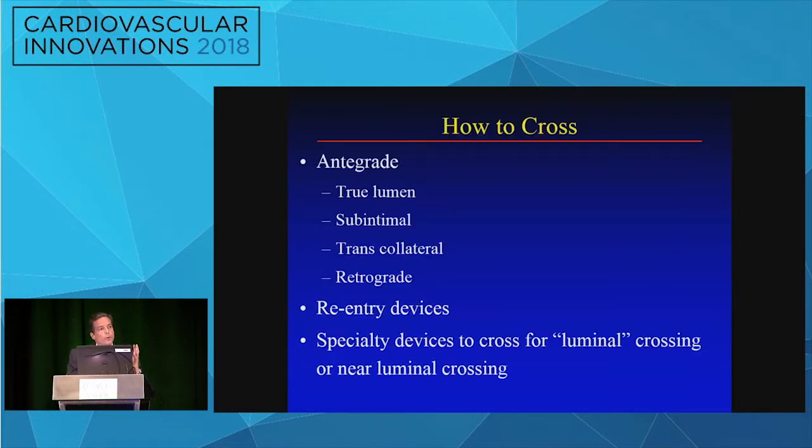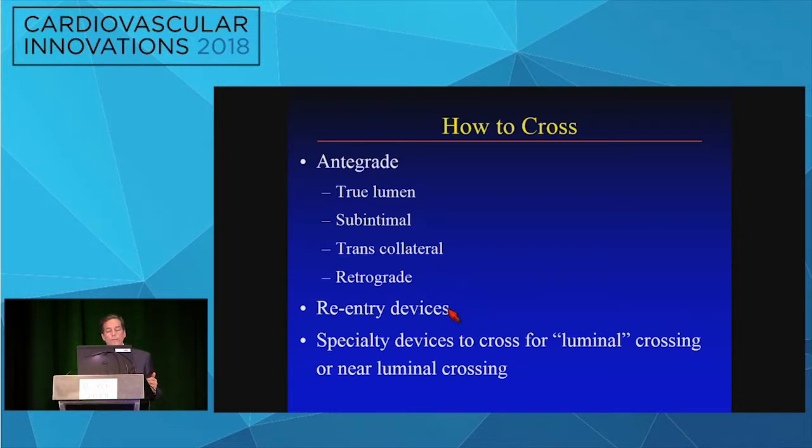So just come up with what you need and then stick with it, and as you become facile with it, you'll grow. How to cross lesions, you're going to have things that become important, whether it's antegrade, are you an aficionado of always being true luminal? Can you tolerate a subintimal approach? How about transcollateral or retrograde? These are kind of sexy these days, but not really terribly necessary in today's world in many cases.